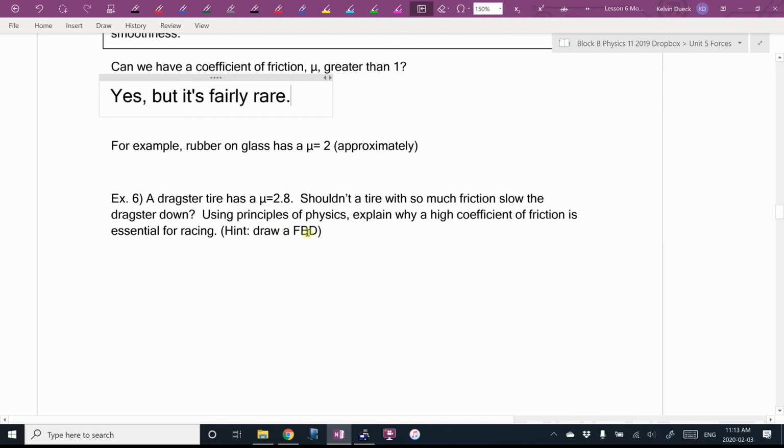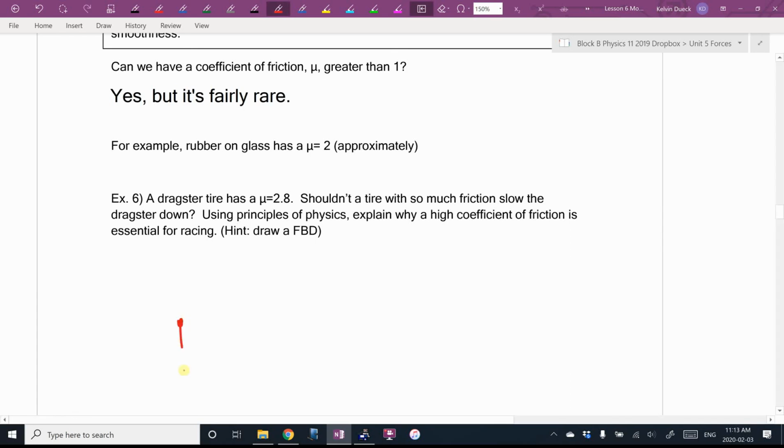Nicole, what did I say the hint was? You're back with me? You're not looking at your phone or anything foolish? What did I say was the hint? Draw a diagram. So let's represent the dragster with a dot. Hayden, what are the forces acting on it? Get the obvious one. Yep.